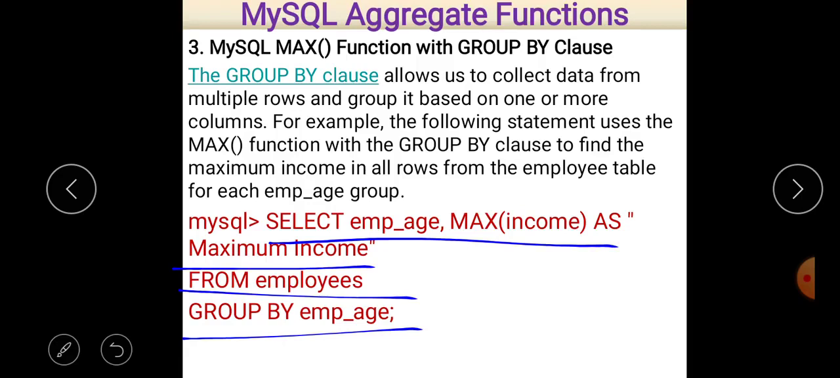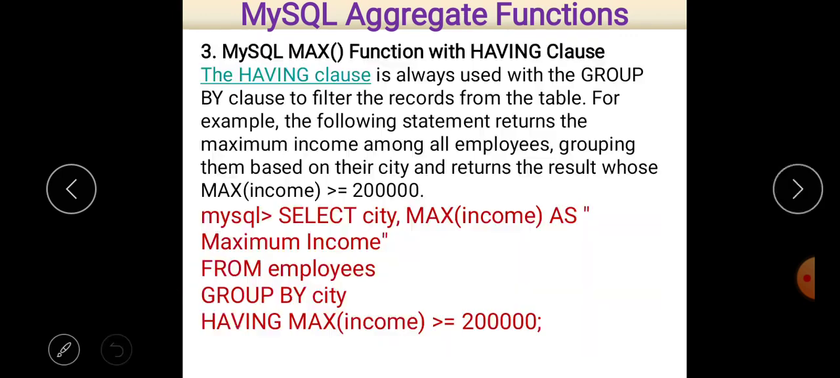So when we form a group on the basis of a particular condition, and that condition is basically the column name employee age, we form a group on the basis of employee age, and then we find the maximum income on the basis of employee age here. So that is the output.